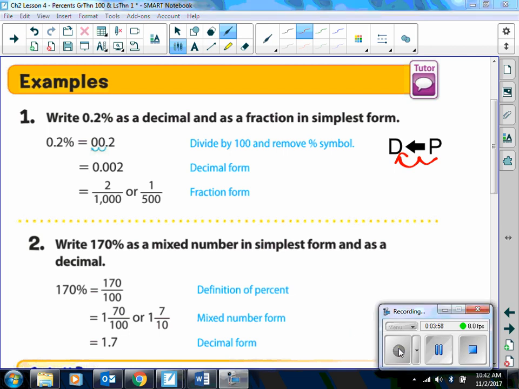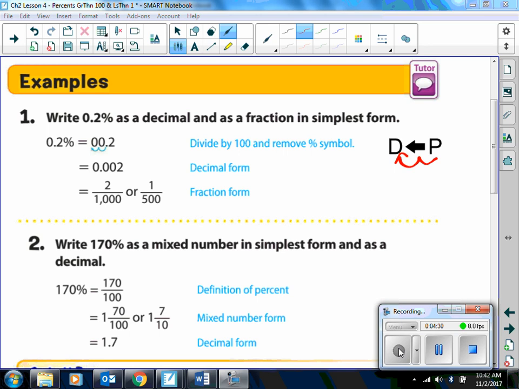So example 2 says write 170% as a mixed number in simplest form and as a decimal. So here we're going to write 170% as a mixed number first. Now remember, percent means per 100, right? So 170% means 170 per 100. The way we write that as a fraction is 170 over 100. Is everybody clear with that?